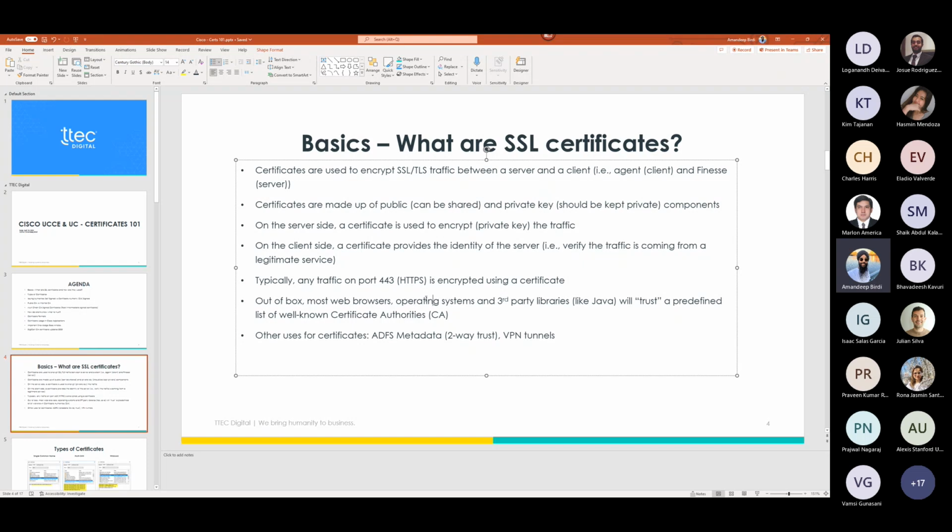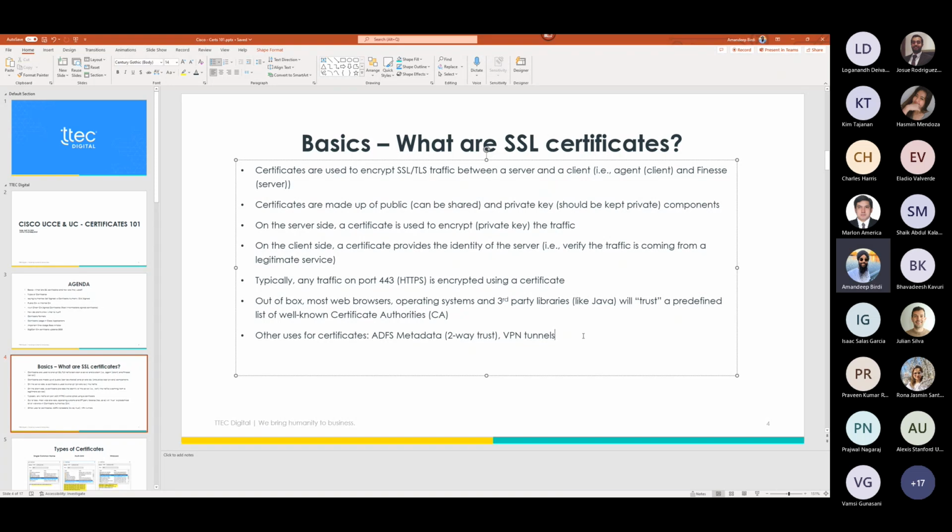And out of the box, most web browsers, operating systems, and third-party libraries like Java, right? Java plays a big role in the Cisco world. They will have a predefined list of well-known certificates. This is kind of what I just talked about, right? How do browsers know who to trust? It's based on this predefined list.